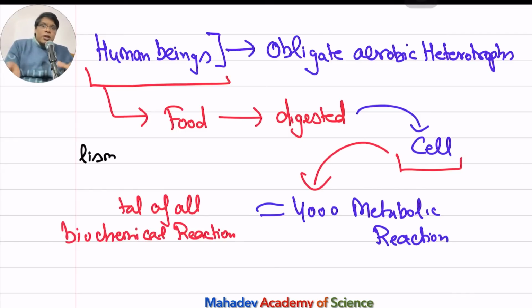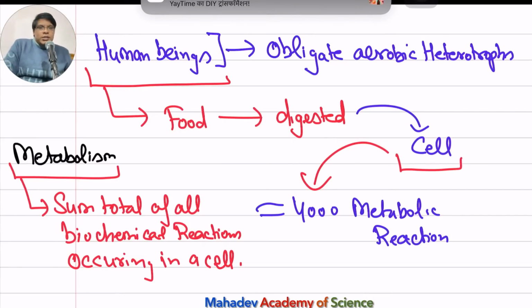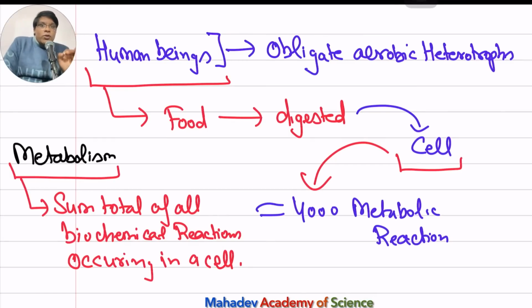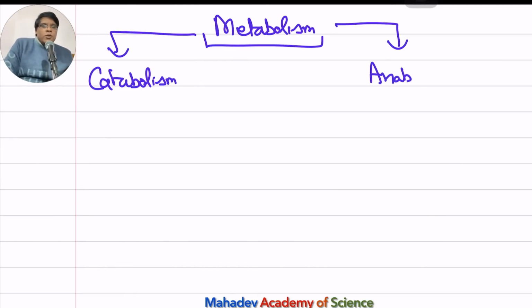Now we can see what is metabolism. The sum total of all the biochemical reactions which occur within the cell is known as metabolism. Keep in mind, metabolism can be of two types. One can be catabolism, another can be anabolism.